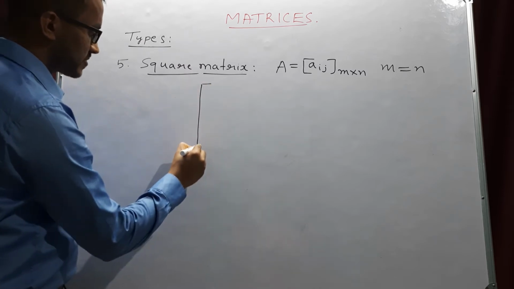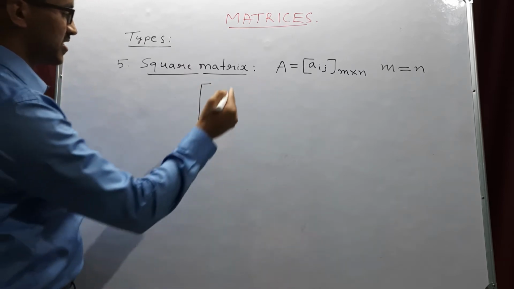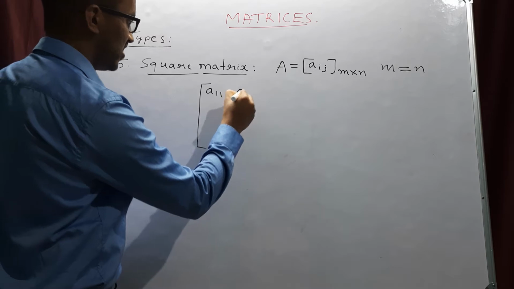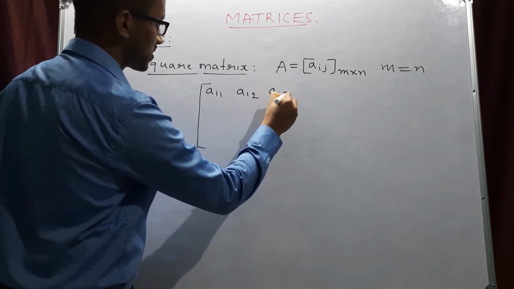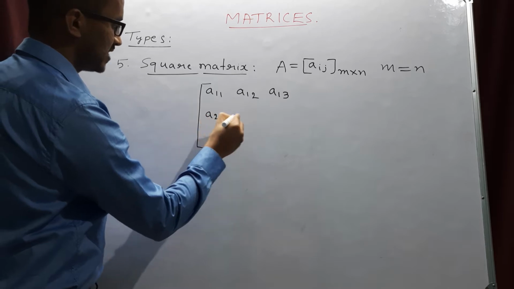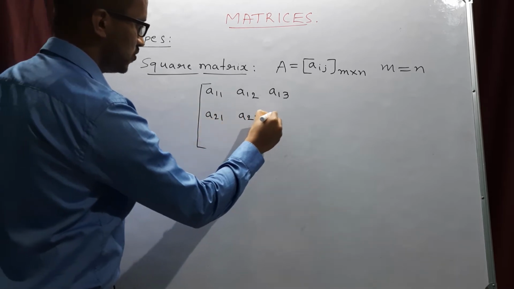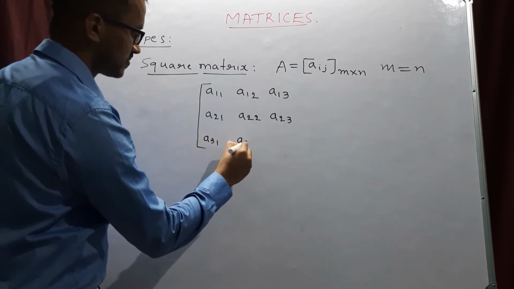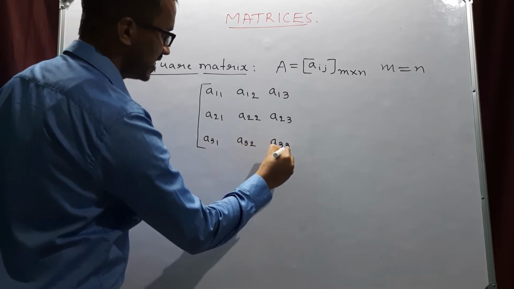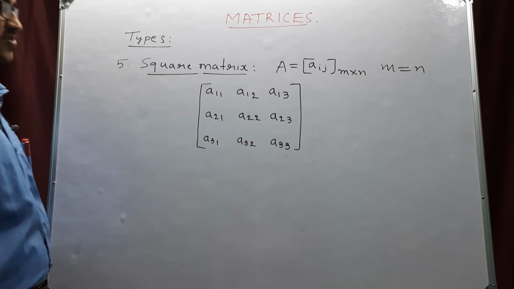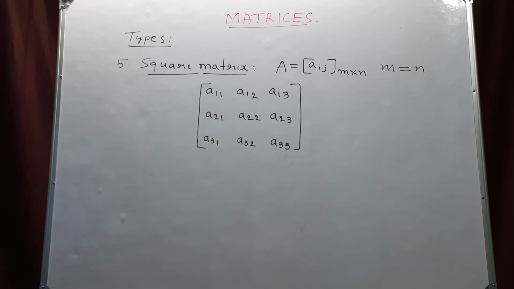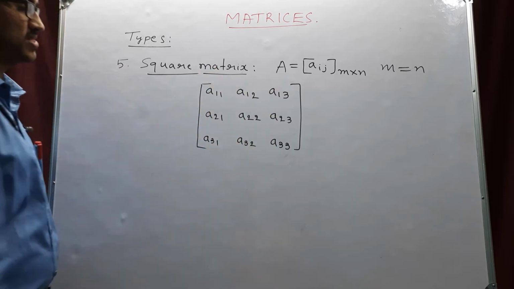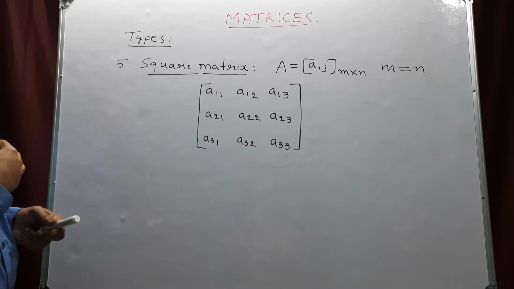So suppose we are considering a matrix of order 3 by 3. The general form will be A11, A12, A13, A21, A22, A23, A31, A32, A33. This is the general form of the 3 by 3 matrix. Here we can clearly see that the number of rows is 3 as well as the number of columns. So it is an example of a square matrix.